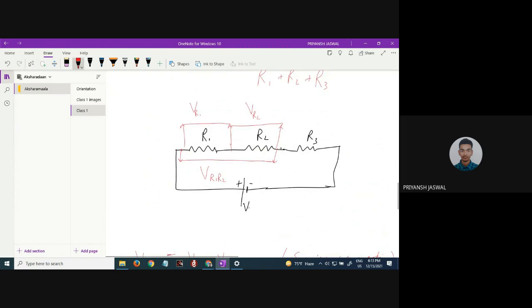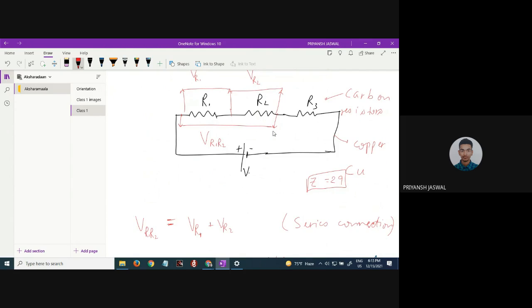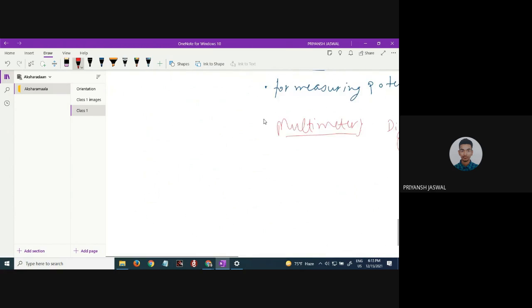And these resistors in the lab, these are usually the carbon resistors. And the connecting wires are made out of copper, Cu. Its atomic number, you must know, is 29. And the battery, you can say it's a 5-volt DC battery or 5-volt power supply. So that's how a circuit is made.